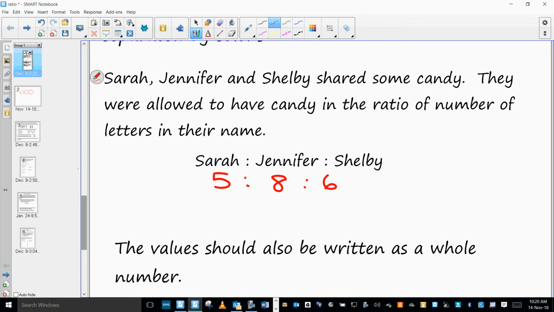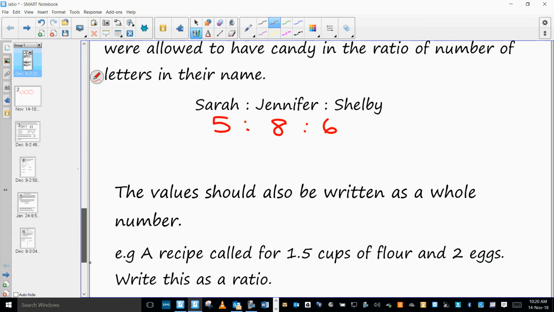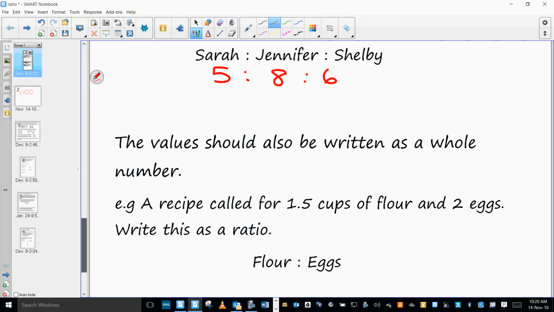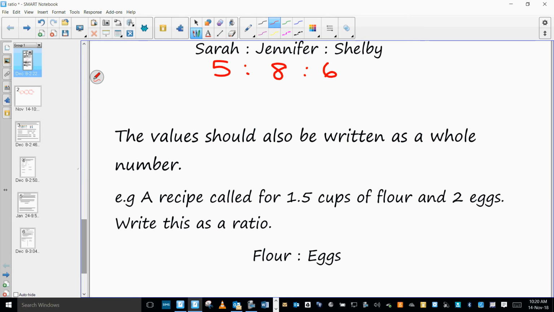Ideally, the values should also be written as whole numbers. So a recipe calls for 1.5 cups of flour and 2 eggs. Now this is where the tricky thing is, because I've just said that it's in units, but obviously a cup and an egg is. Well, you don't even measure flour in eggs. But you catch the drift, don't you?